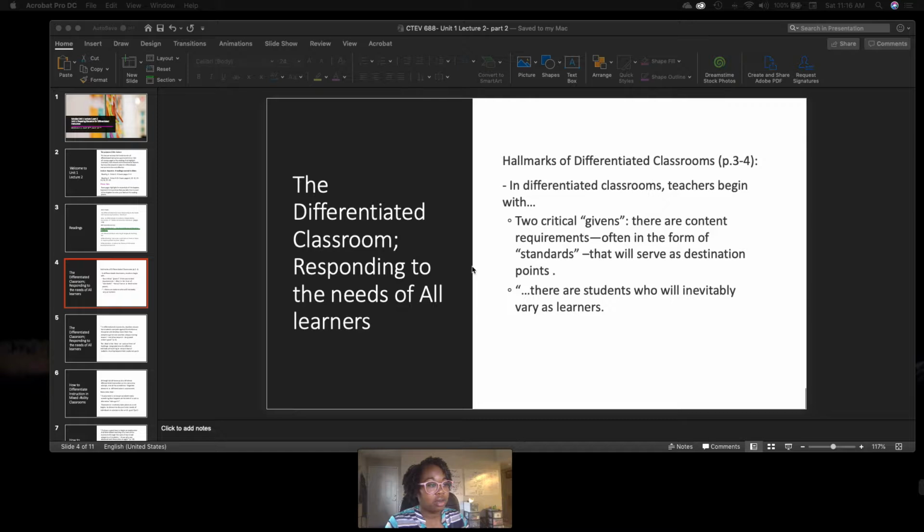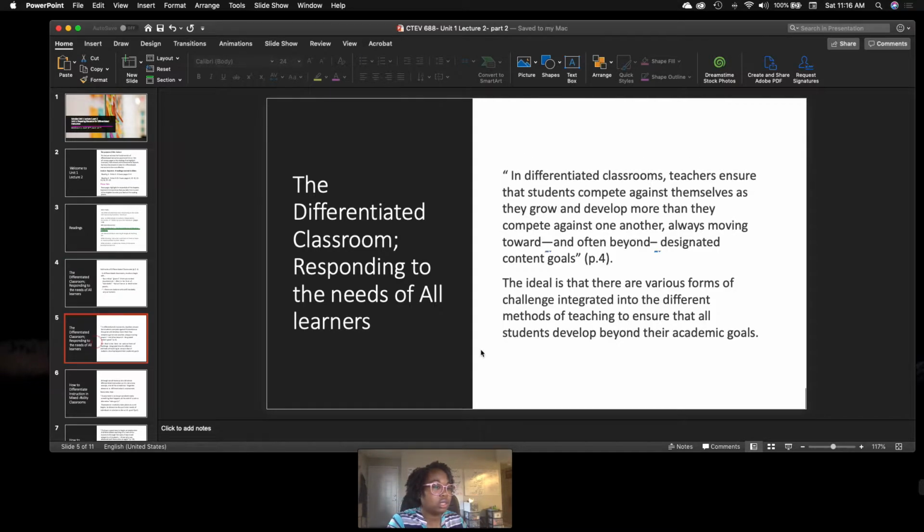Two things that they know that they have to work with, that they have to differentiate, is that there are standards that will serve as the destination points for the content that has to be taught, and then there are students who will inevitably vary as learners. And I know these are like, hello, we all know this. However, do we really know what that means in regards to how we differentiate?